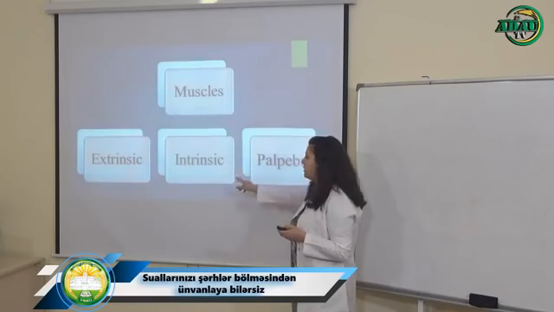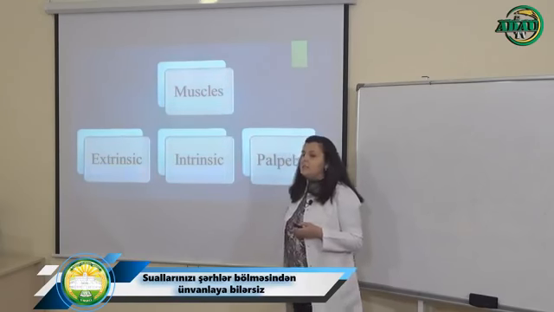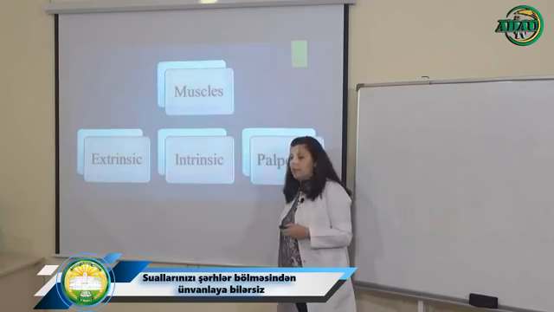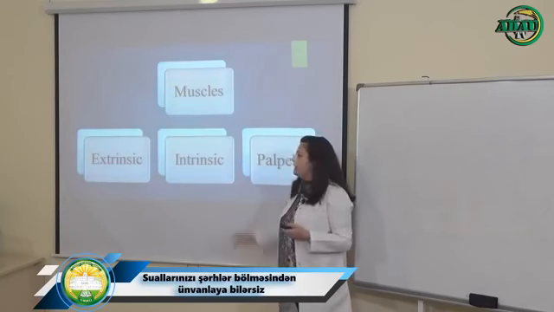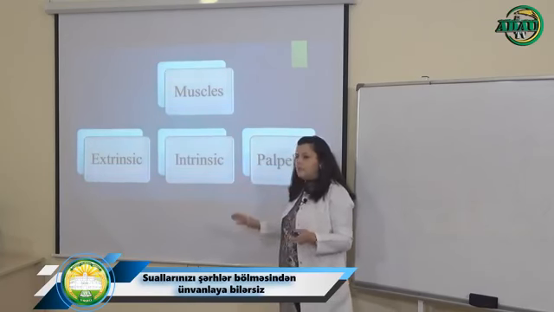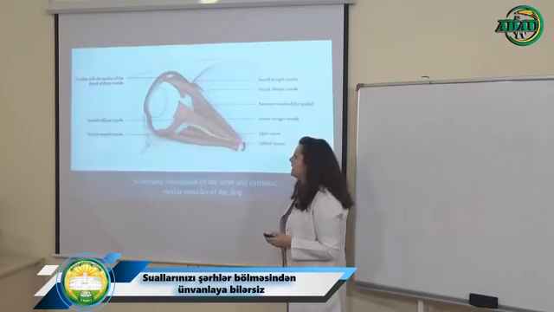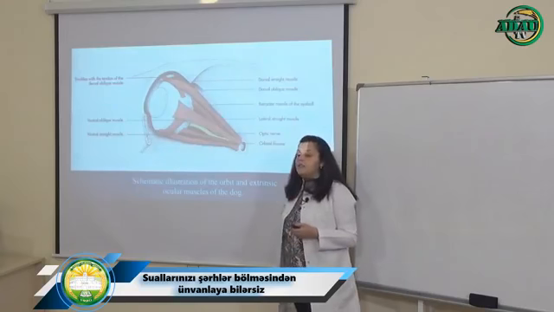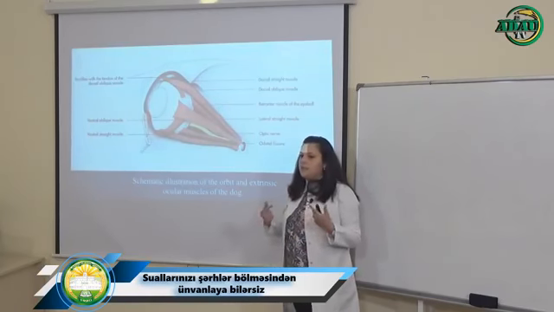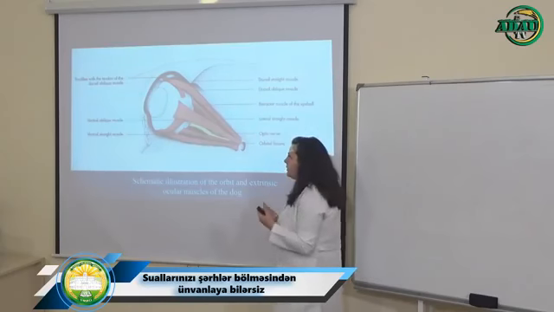We already talked about the intrinsic muscles. Intrinsic muscles are the muscles of the ciliary body and pupillar muscles. And as I said, these muscles are regulated by the sympathetic and parasympathetic nervous system. What about the extrinsic muscles? Extrinsic muscles of the eyeball are striated muscles. They are voluntary muscles, and their contraction depends on the will of the animal.